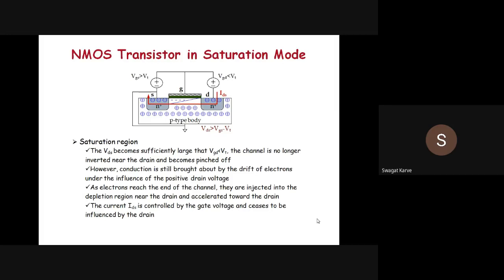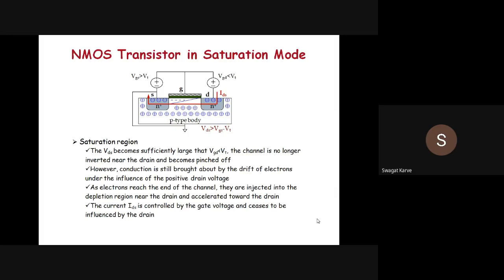And why are we calling the MOSFET a voltage controlled device? Because the current IDS is controlled by the gate voltage, because the channel narrowing takes place because of that gate voltage only. That means the current is controlled by the voltage, and that's why we call the MOS transistor a voltage controlled device. That means voltage will control the current, and this mode is nothing but the saturation mode of operation.